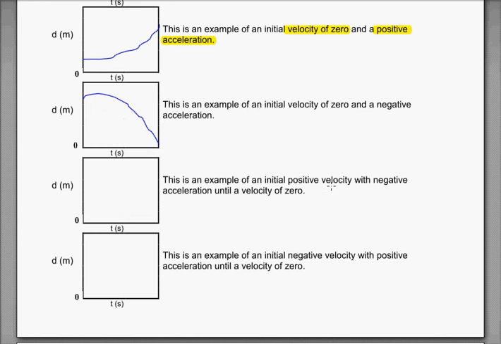This is an example of initial positive velocity with a negative acceleration to a velocity of 0. Now this one people always have a lot of problems with, and this is why I usually do multiple drawings, or multiple beginning lines. You have, here you go, 3 positive lines. Here you go, 3, that doesn't look much like 0.